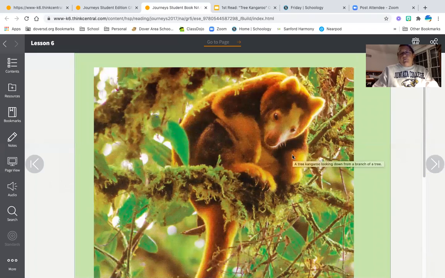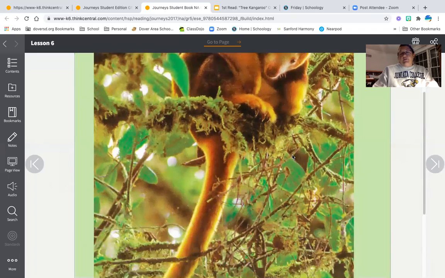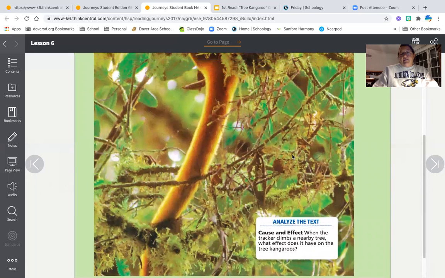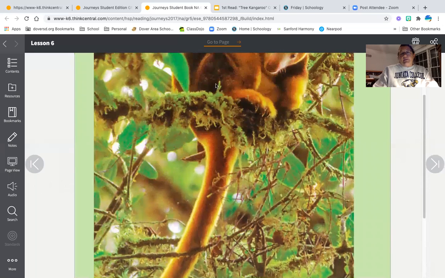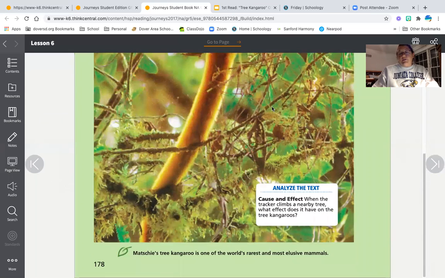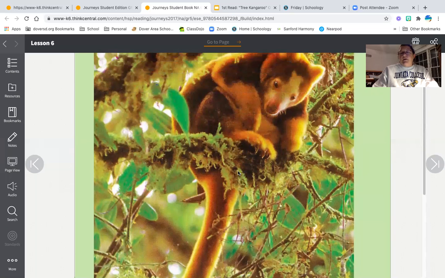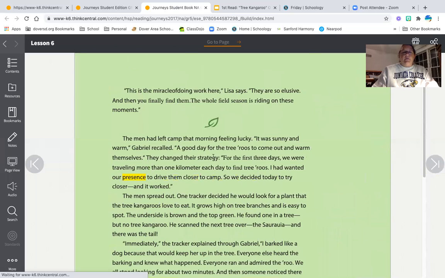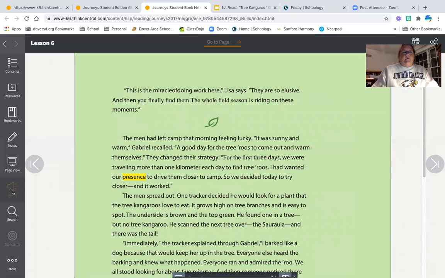So here's another really cool picture, and it really shows us how long that tail is. It's hanging down there, and it looks like there's mossiness up on the branches. That probably helps the tree kangaroo to hang on to the branches. Okay. This is the Matschie's tree kangaroo, and it's one of the world's rarest and most elusive mammals, meaning it's hard to find. All right, so here we are. Let's listen up for that barking guide.